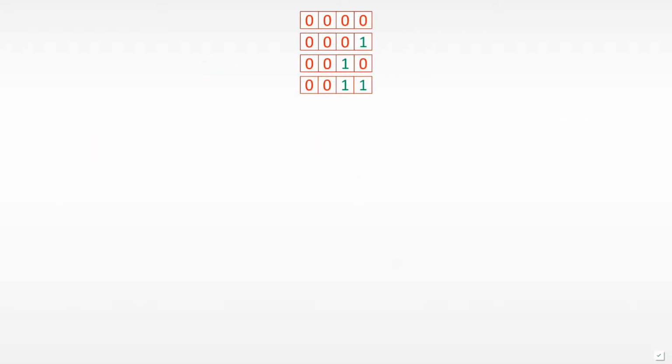Now, let us convince ourselves that there are in fact a limited number of possible combinations of zeros and ones within 4 bits.